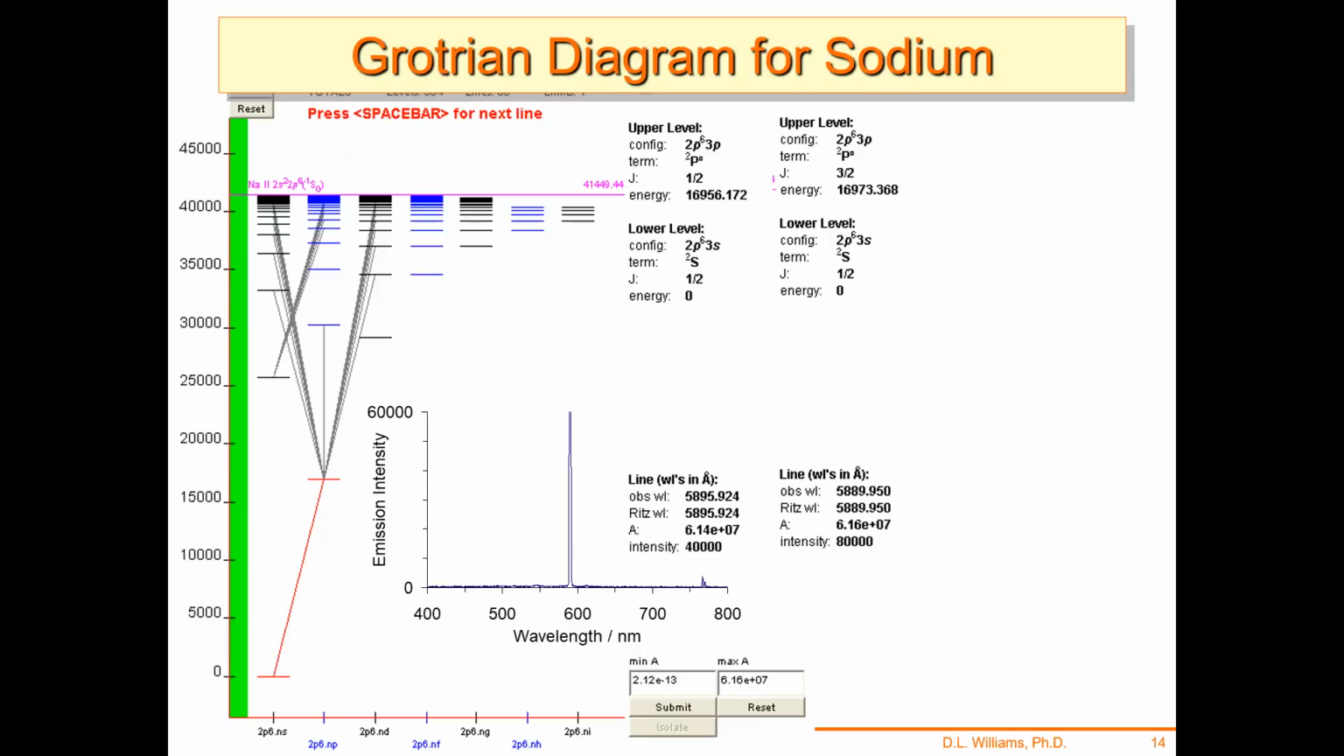Now, this red line here, I clicked on that line and I got both of these guys here. So one is the doublet P 1/2 transition, and the other is the doublet P 3/2 transition. And you can see their wavelengths. They've got 7 significant figures on their wavelengths. So that's pretty good.